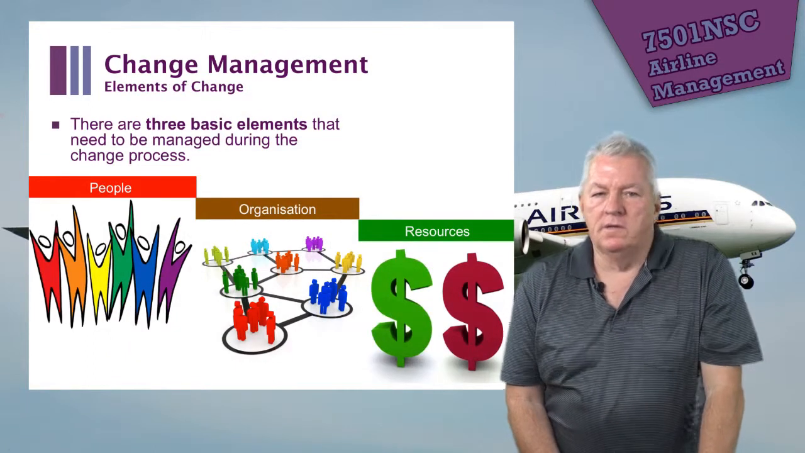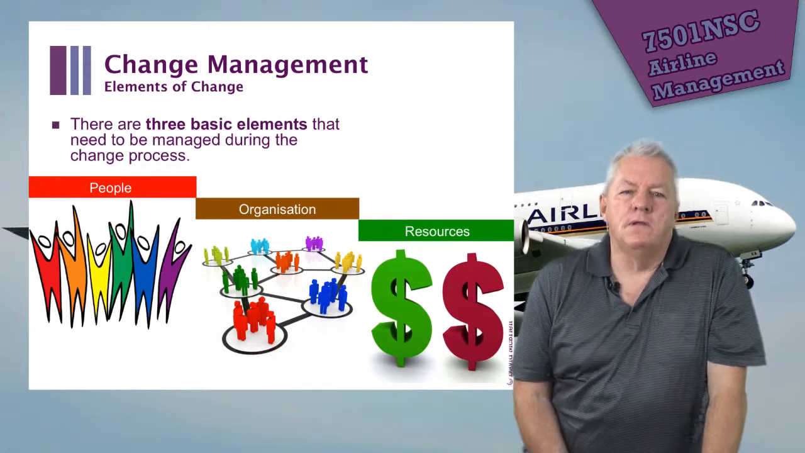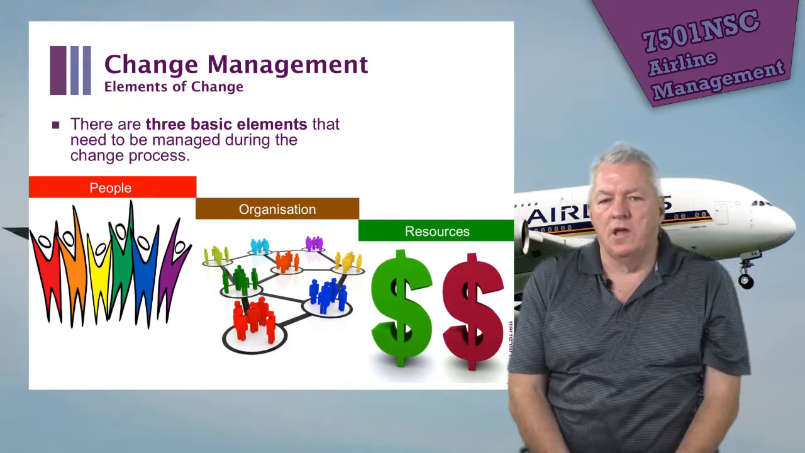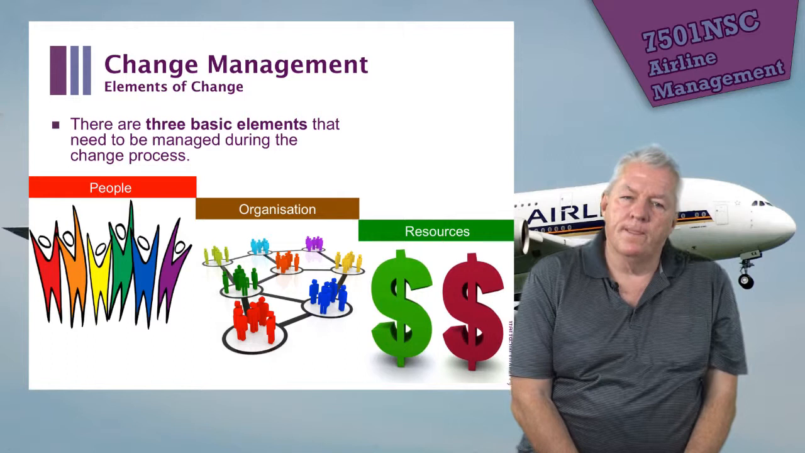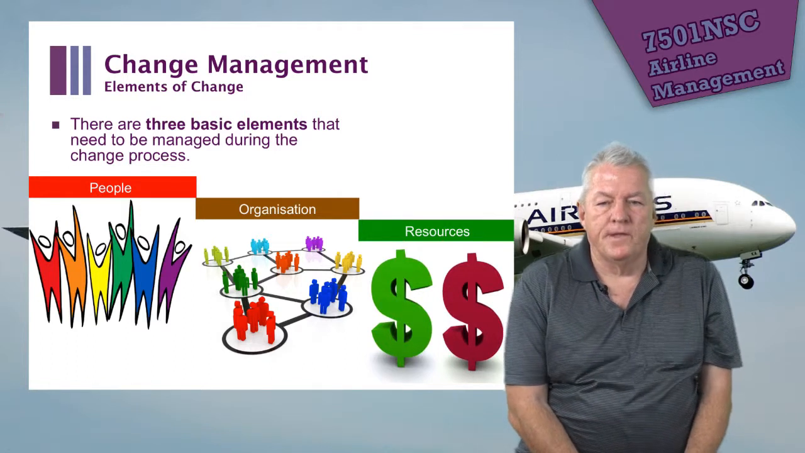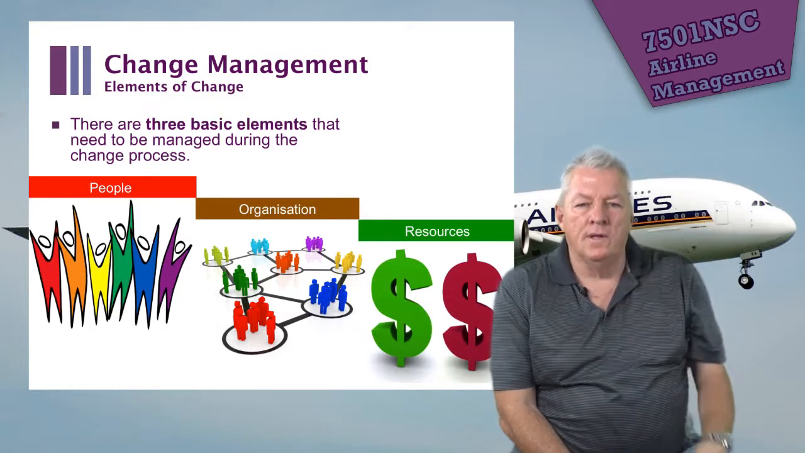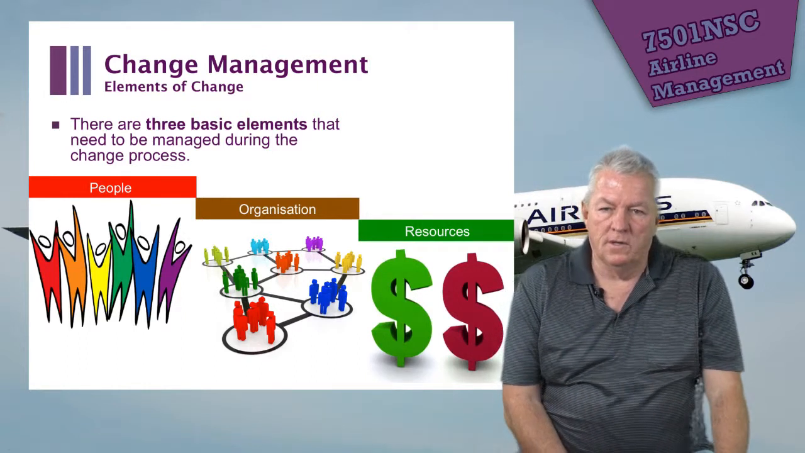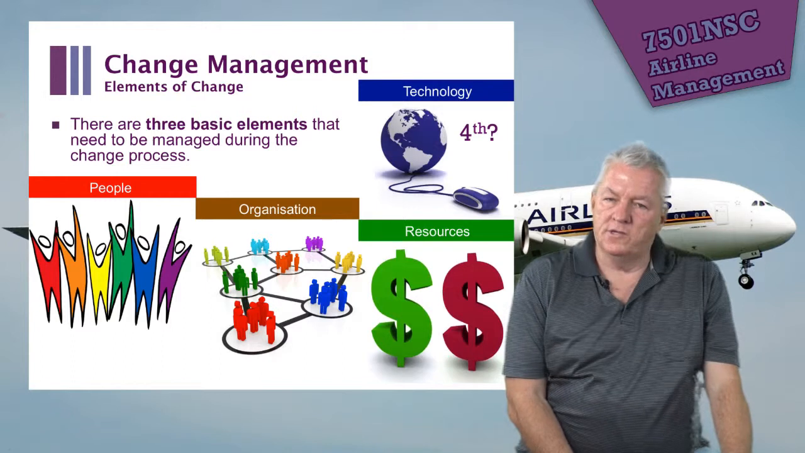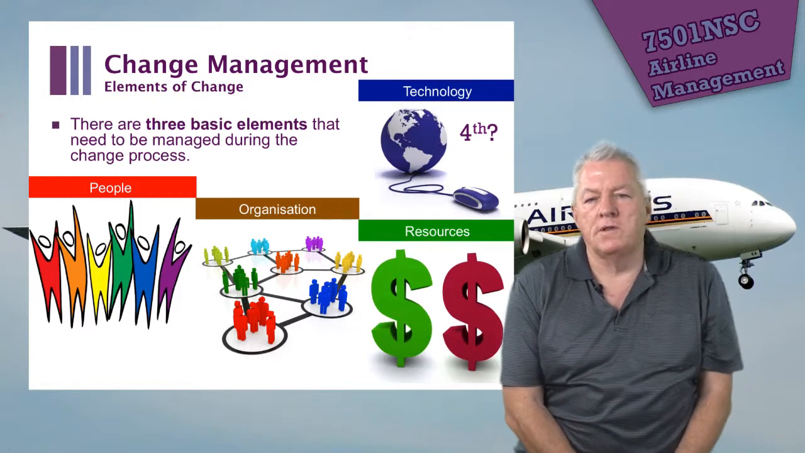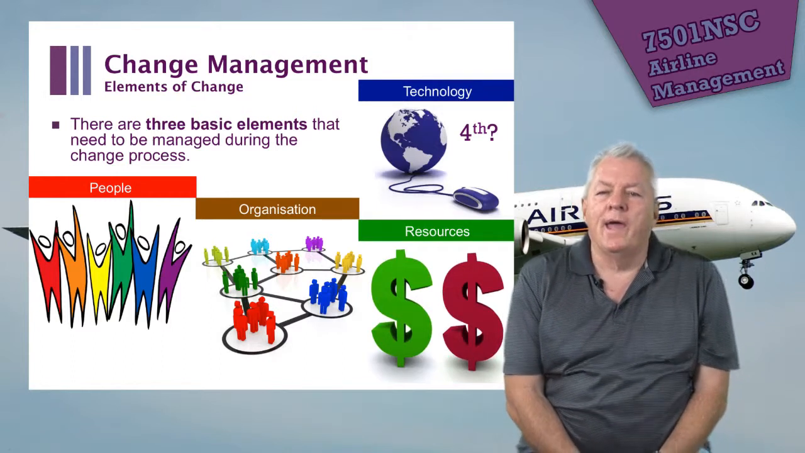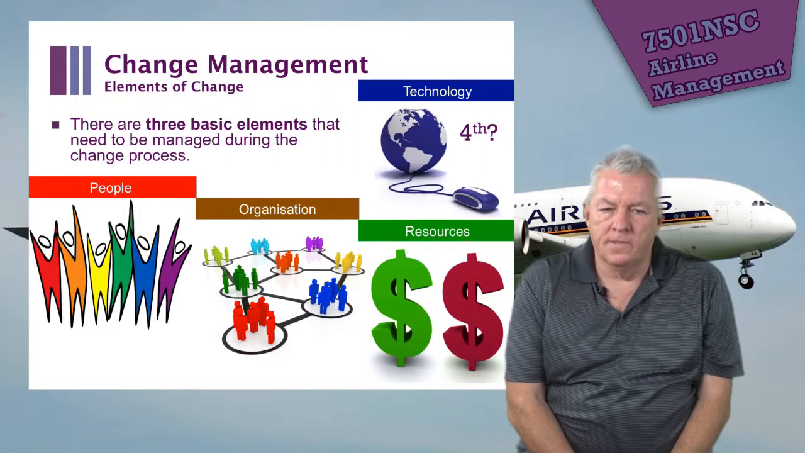In very basic terms, there are three elements that need to be managed during the process of change. There's people, there's the organisation, and there's resources. So we need to change all three in sympathy with each other. And also there's a discussion about whether there's a fourth element that needs to be managed during that process, and that's technology.